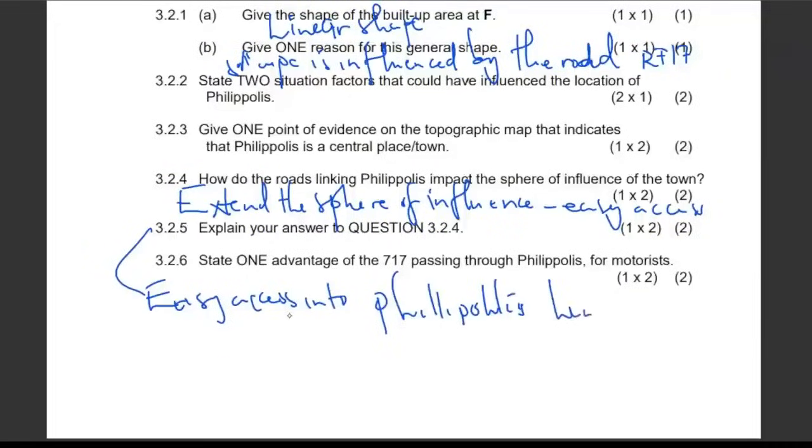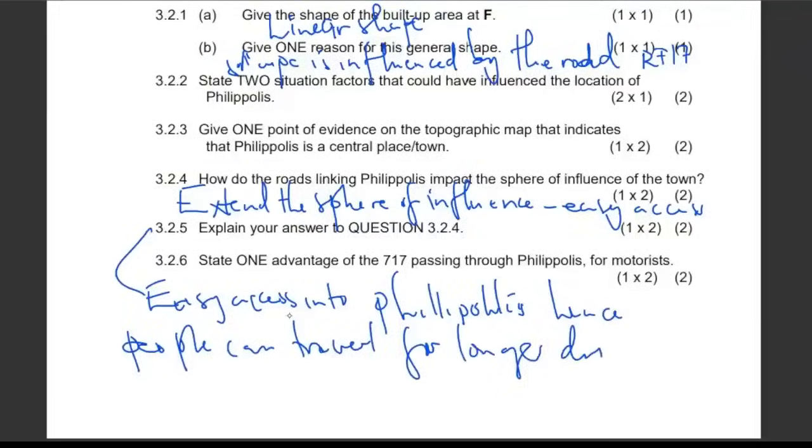Hence, people can travel for longer distances. People can travel for longer distances to access goods and services there because there is easy access.